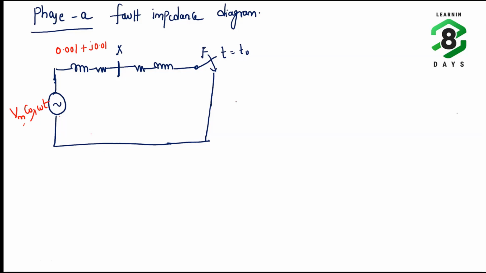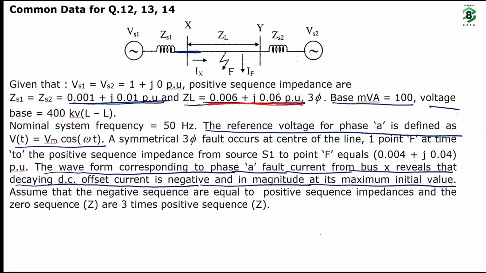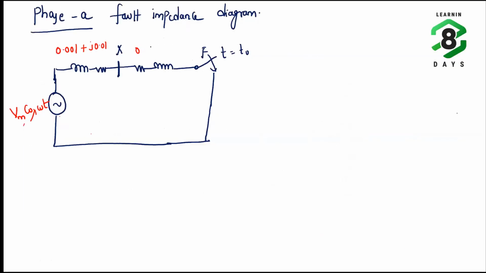The total line impedance is this one. Half of this one will become 0.003 plus j 0.03 is the line impedance. Half of the line impedance. And the short circuit fault is occurring at t equal to T0. So here let this current be I of t.